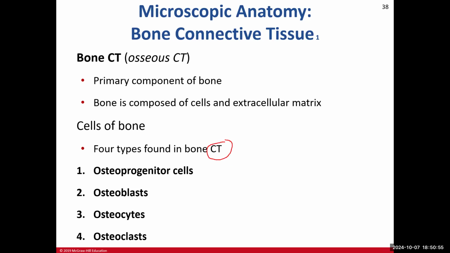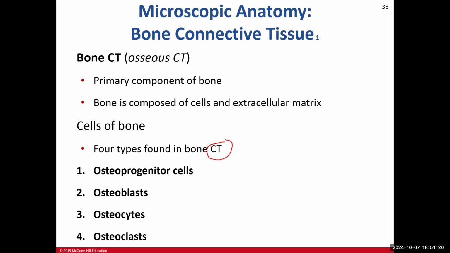And so connective tissue components don't change, y'all. Remember, there's 3 parts to connective tissue. Cells, you have the protein fibers, and then the ground substance. The protein fibers and the ground substance, we refer to that as the extracellular matrix. So we're going to just expand upon that knowledge that you already have. So now we're going to discuss the specifics for bone tissue.